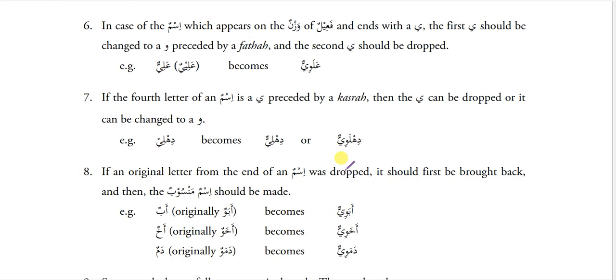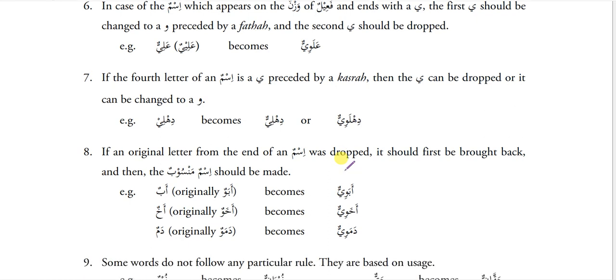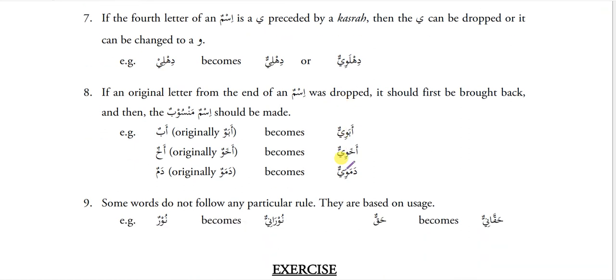If the wazan is fa'ilun and it ends with ya, then the first ya should be changed to waw preceded by fatha, and the second ya should be dropped. So Aliyun becomes Alawiyun. If the fourth letter of the ism is ya preceded by kasra, then the ya can be dropped or it can be changed to waw. So from Dehli it becomes Dehliyun or Dehlawiyun.